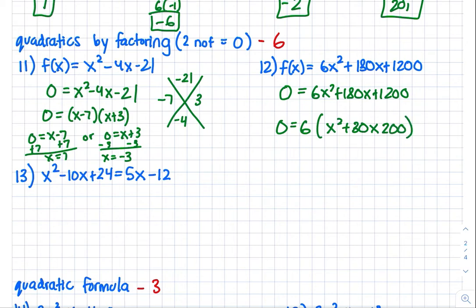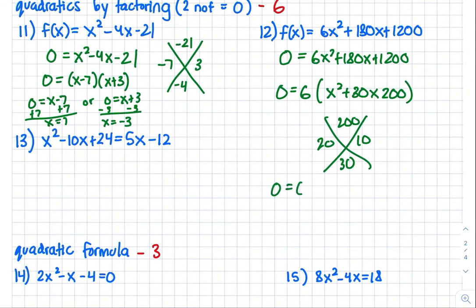And now factor what's on the inside of the parenthesis. On top is 200, bottom is 30. Two things that multiply to 200 but add together gives you 30. That's 20 and 10. So 0 is equal to 6 times x plus 20, x plus 10.